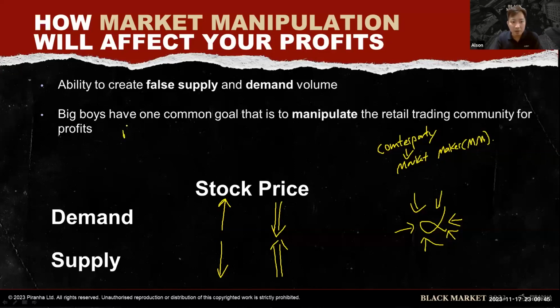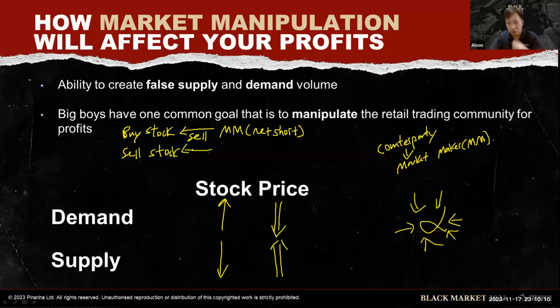Counterparty means that if you are buying the stock, someone has to sell to you, agree? Someone has to put the offers there for you to buy. Who's the one who put them there? The market maker. And if you buy too much, guess what? The market maker will become net short. Similarly, if you want to sell your stock, somebody has to buy from you as your counterparty. Who's your counterparty? The market maker. And if all of us sell too much, guess what? The market maker will become net long.